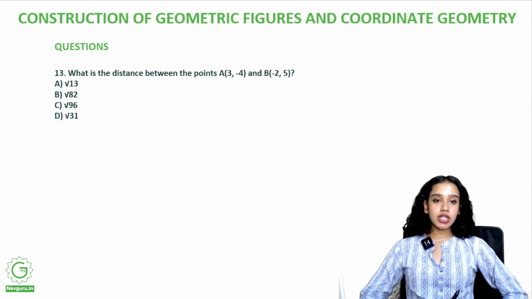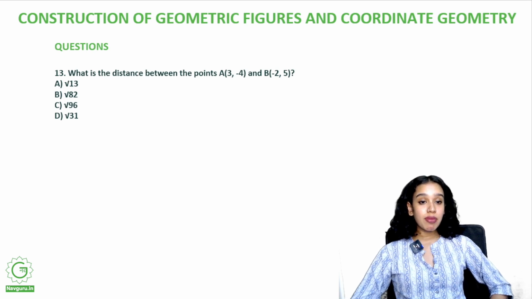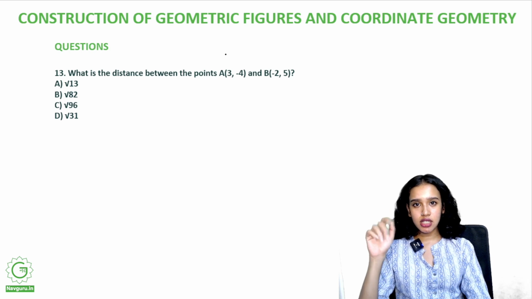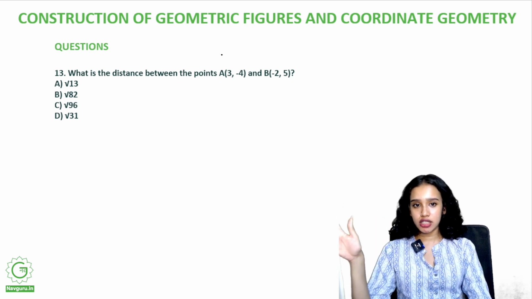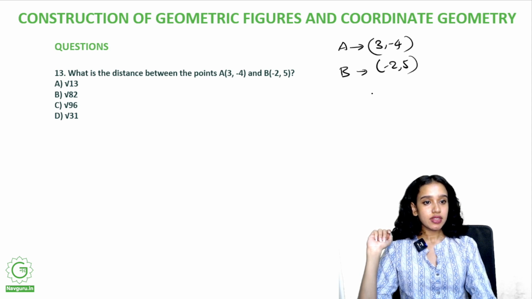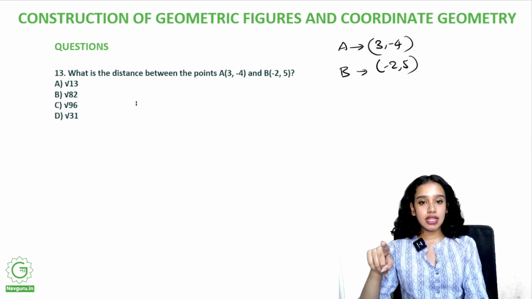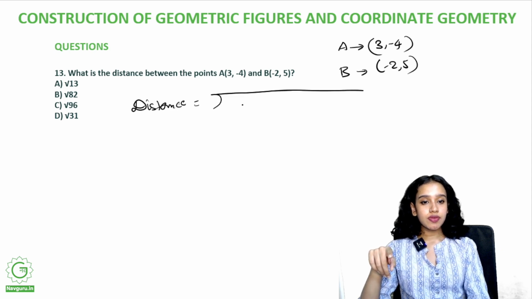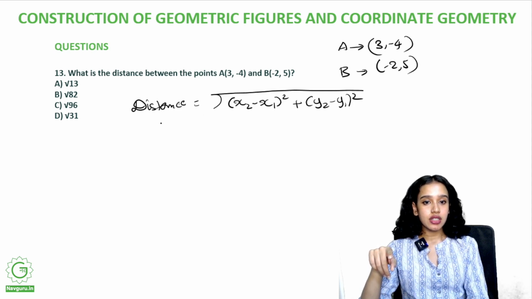What is the distance between the points A (3, minus 4) and B (minus 2, 5)? We have to be very careful about the signs in this because the negative sign becomes another quadrant, right? So, what are the coordinates of A given? It's 3 and minus 4, and the coordinates of B given are minus 2 and 5, right? We have to find the distance, and the distance formula is: distance is equal to root of (x2 minus x1) the whole square plus (y2 minus y1) the whole square, right?